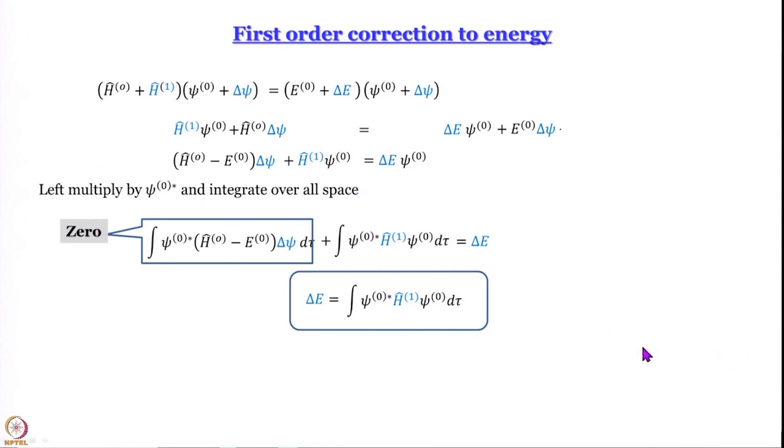Another way of writing it in Dirac notation that is often done, as we have discussed a little bit, is we can write this same thing as psi zeroth H hat.